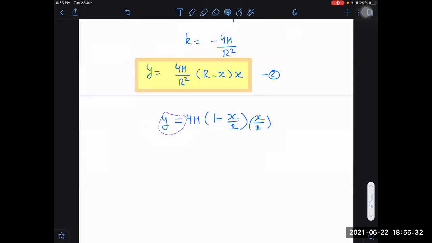I'm just doing one thing: I'm dividing by r on this side and by r on that side. Then it is again the same equation only. I will not call it a separate equation. I will say it is also equation number 2 only.